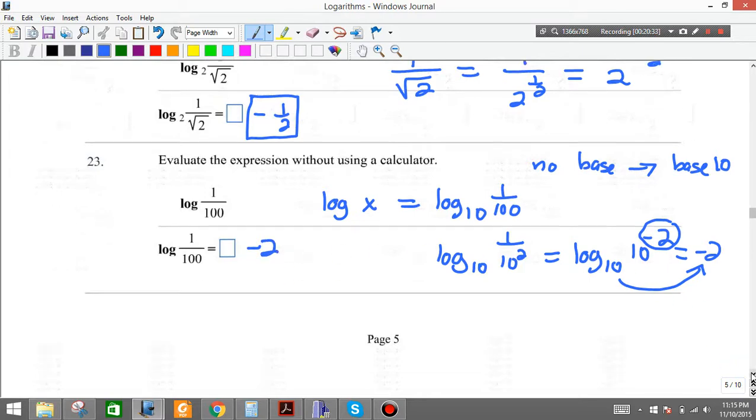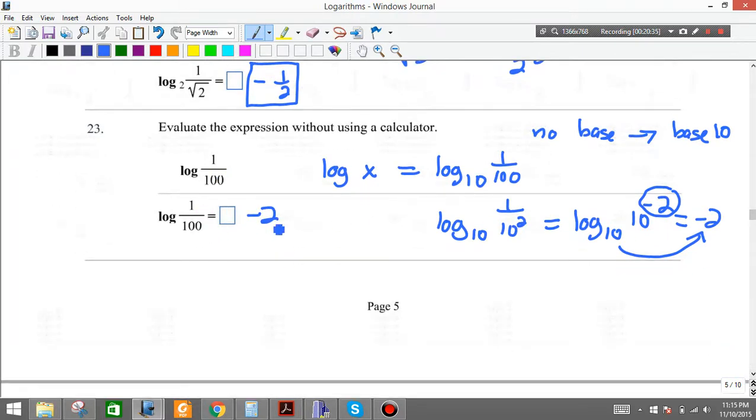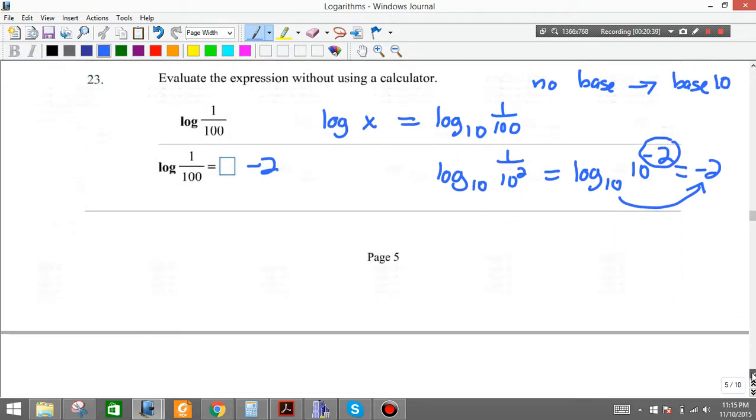So notice what we're doing. We're trying to make the number inside the power of the base in question.